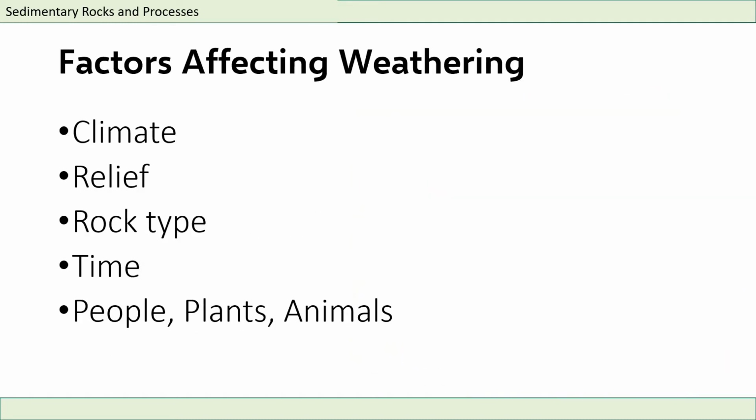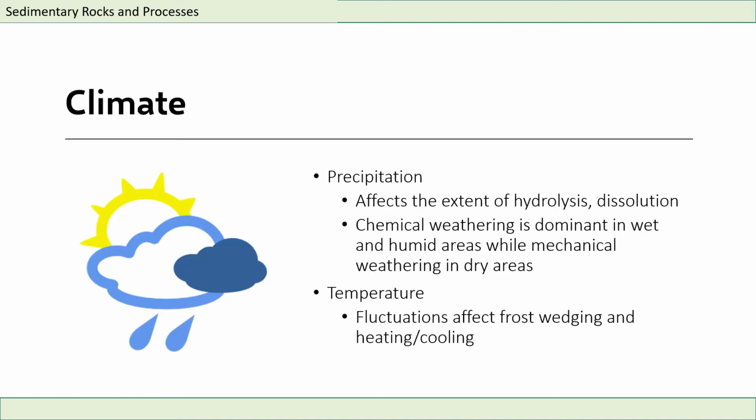Some factors that affect weathering are climate, relief, rock type, time, and of course organisms such as people, plants, and animals. For climate, as you increase precipitation, you affect the extent of hydrolysis and dissolution. In highly precipitated areas, chemical weathering is dominant, especially in wet and humid areas, while in dry areas, mechanical weathering is most prevalent. Temperature fluctuations also affect frost wedging and heating and cooling.